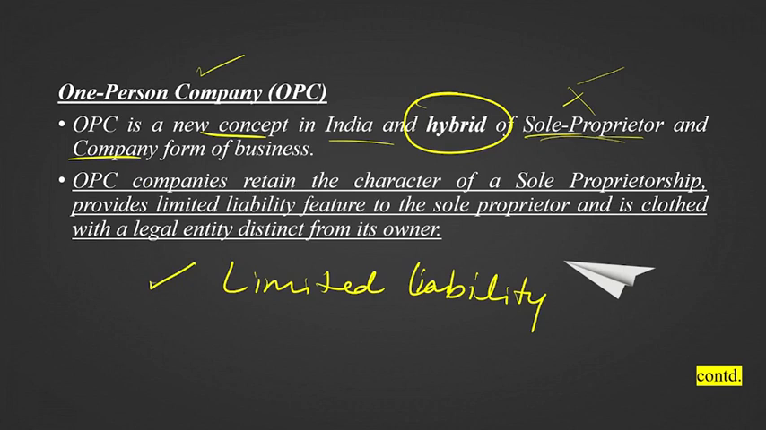A one-person company will retain the character of a sole proprietor. Why? Because there will be only one person. It is as good as a sole proprietor, but it gives you the advantage of limited liability, as I told you, which is the main feature which will help the proprietor to expand business. He need not be worried about his personal assets being attached, and it will give him the status of a legal entity. So in a legal entity, we know very well the company is different from the owner.